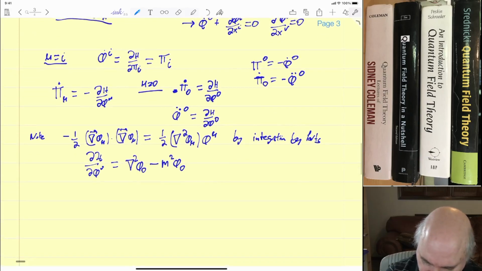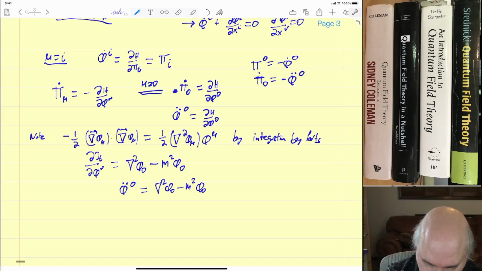So finally, our equation of motion becomes phi double dot 0 is equal to del squared phi 0 minus m squared phi 0. So that's the mu equals 0 equation of motion.